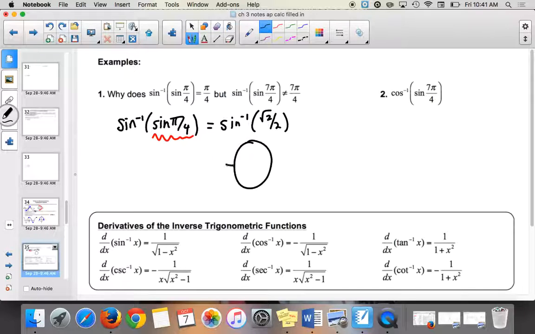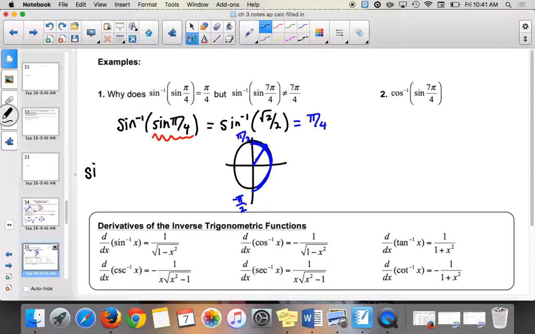So when I talk about inverse sine, I'm saying inverse sine is restricted to the right side of the circle. And we're saying, where is the y value equal to root 2 over 2? It's right here. So if I'm talking about between -π/2 and π/2, that value would be π/4. Right?